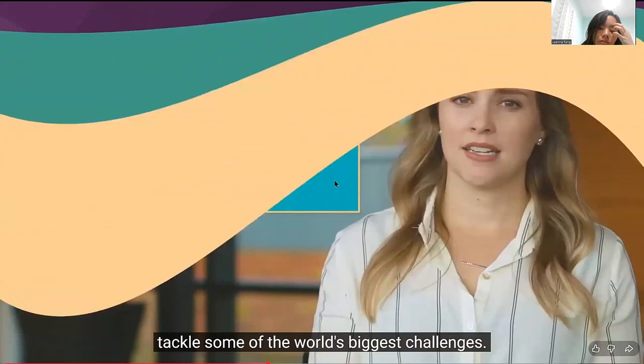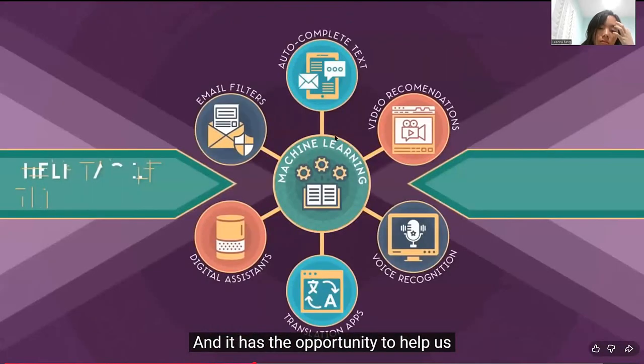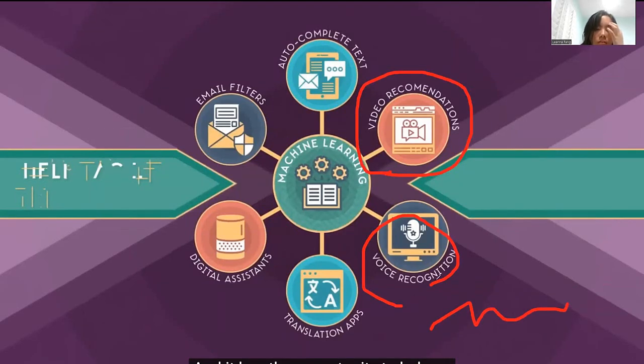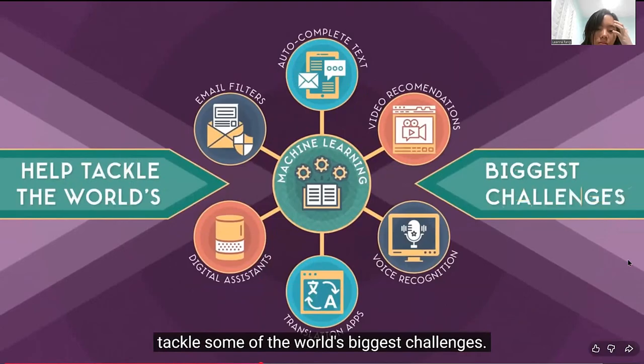Okay, so machine learning, the purpose of this, you look at it, it may be used to do video recommendation, voice recognition. You say something and they try to translate the language to the other. And then a digital assistant tries to come up with the travel itinerary for you. Okay, so these are different purposes for machine learning. To tackle some of the world's biggest challenges.